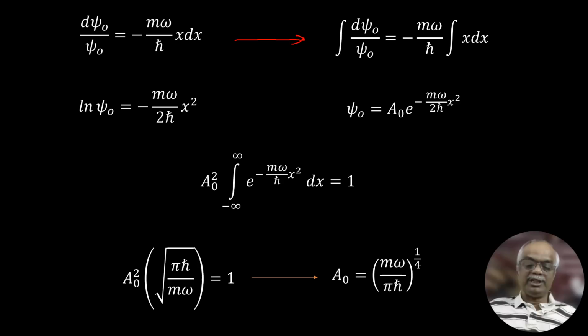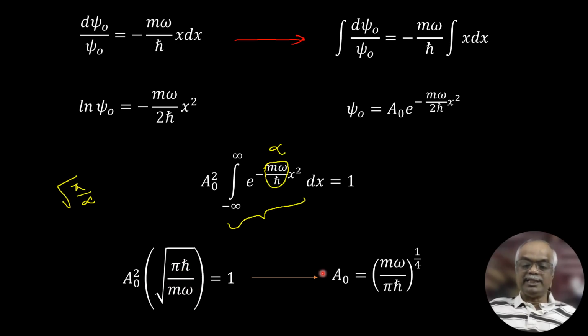So, what will happen if you integrate? You have to use the Gaussian integral. According to the Gaussian integral, if you integrate this, you will get the square root of pi by alpha, where alpha is m omega over h-bar. If you take the inverse of alpha, you will get h-bar over m omega. So already there is a square root of pi, so the square root of pi h-bar divided by m omega, which is equal to 1.